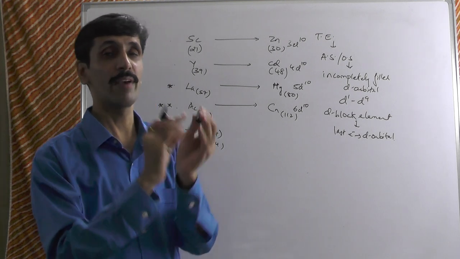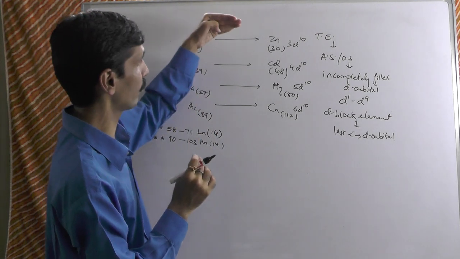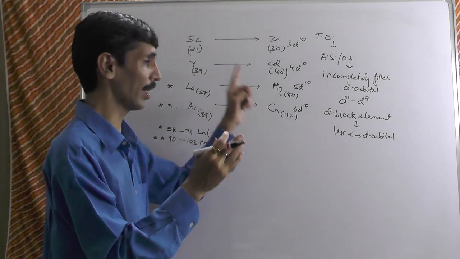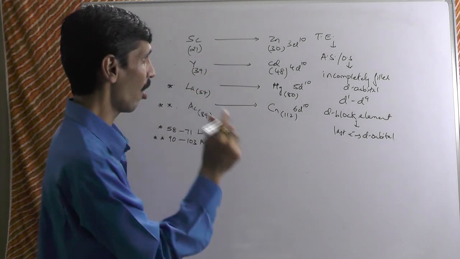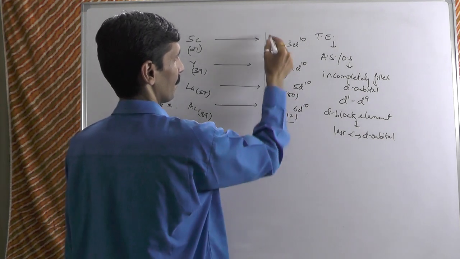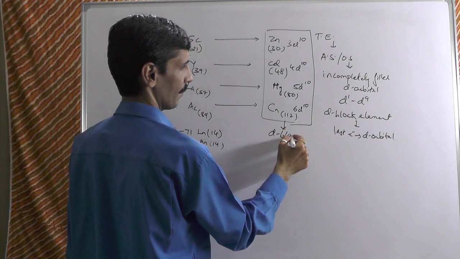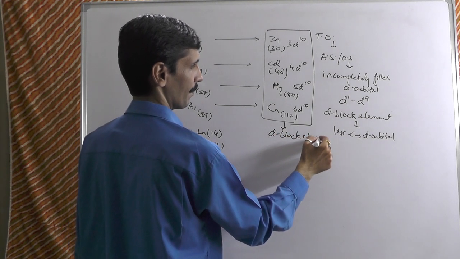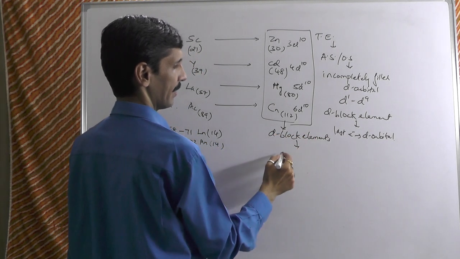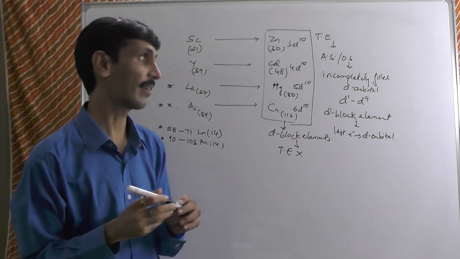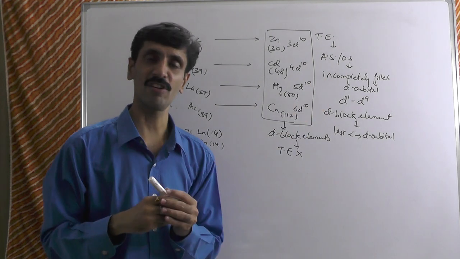Understood this part? So when I talk about the first series, second series, third series, zinc, cadmium, mercury, copernicium, all these are d block elements, but they are not transition elements, because they do not satisfy this particular condition.